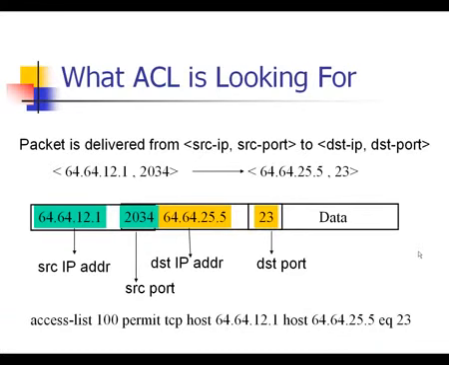Now we know where the ACL is applied based on the traffic flow. What exactly is the ACL looking for? Think of an example of someone sending you a package. On the package, it has the sender's name and address. In this case, it is the source IP and the port number. Most importantly, it has your name and address as a receiver. In the data network world, that is the destination's IP address and port number.